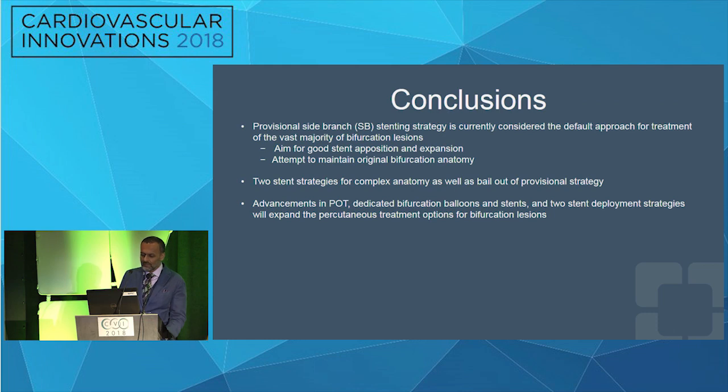But in conclusion, I think that the strategy has to be dictated by the anatomy, and if the anatomy allows for it, the provisional stent approach is the right approach, with the aim of good stent apposition and expansion, and trying your best to maintain the original anatomy of the carina to preserve the side branch. Two-stent strategy is appropriate for complex disease, as well as a bailout for the provisional strategy. The exact two-stent technique that should be employed remains an area of active debate. And ultimately, there's all this new tech that's out there that may help us in the future in terms of how best to handle these very complex disease lesions.